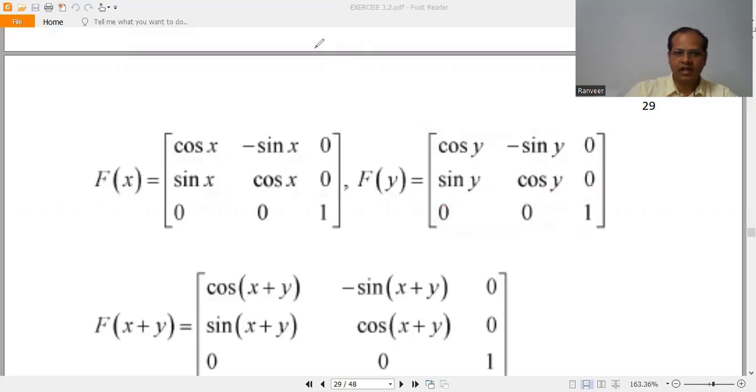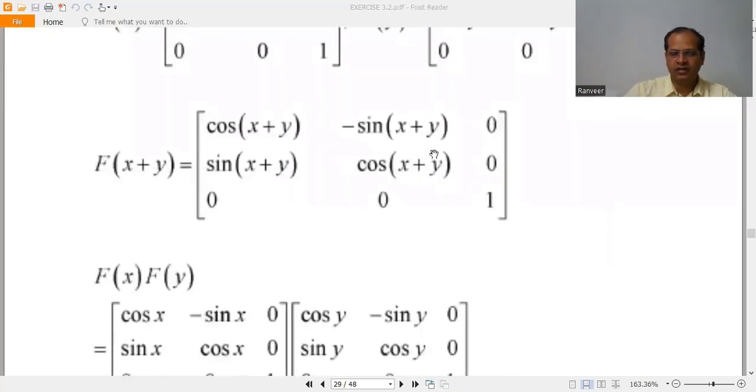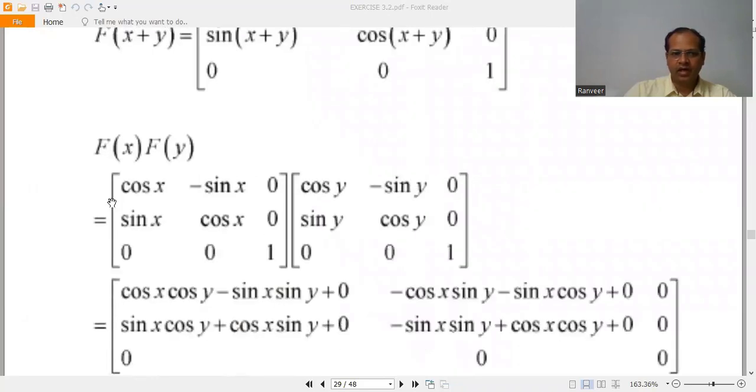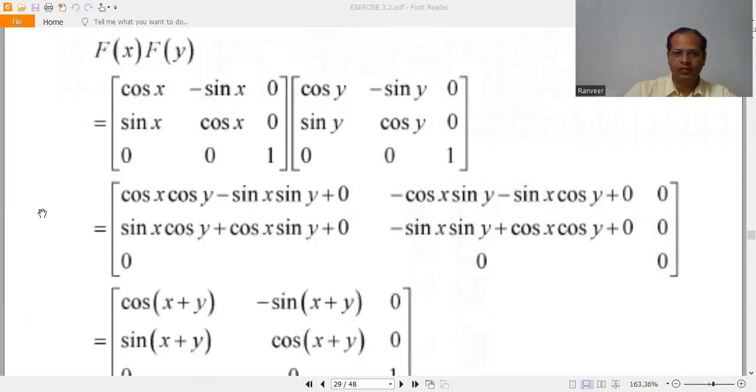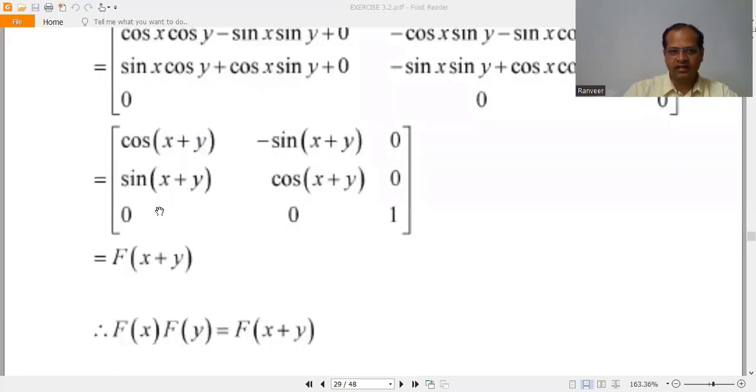After that, multiply, and for f(x+y), just change the angle, multiply f(x) into f(y), row by column we have to multiply here, this one multiplied by this one, corresponding values we have to multiply and write all the elements. Just writing all the elements, this is equal to f(x+y).